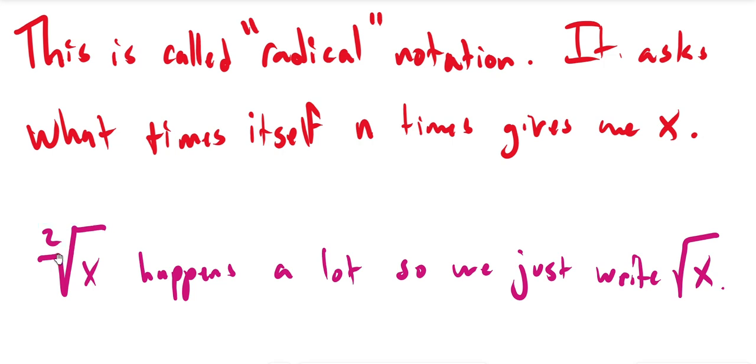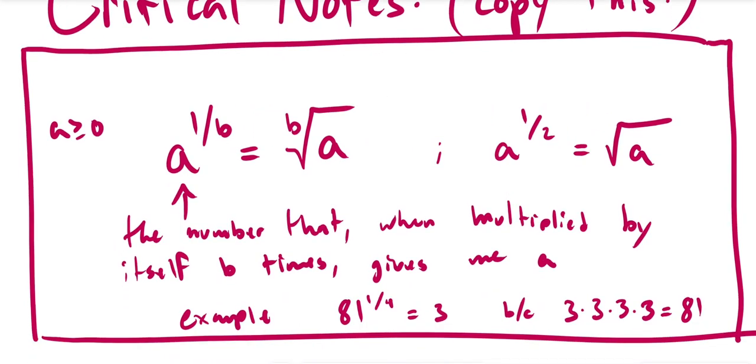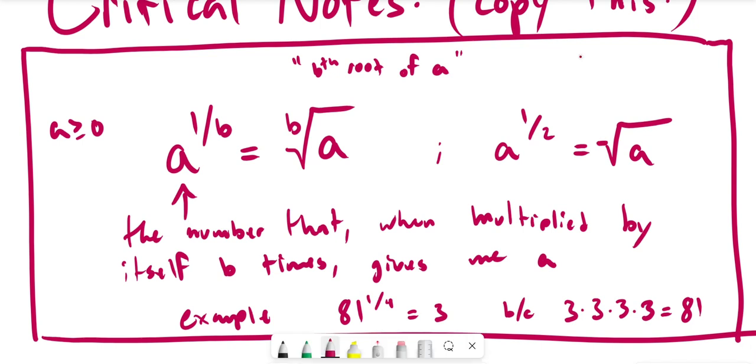The second root of x happens a lot. So we usually just write this symbol, it's called the square root of x. And it really should get this extra little tail bit there. So again, critical notes, copy this. This is the radical notation for fractional exponents. A to the 1 over b is the same as the bth root of a. And in particular, a to the 1/2 power is written this way and is called the square root of a.